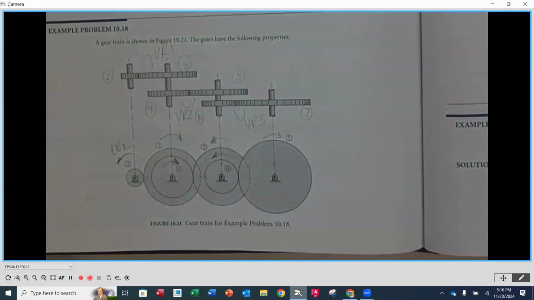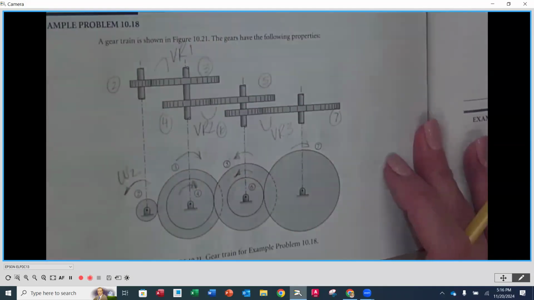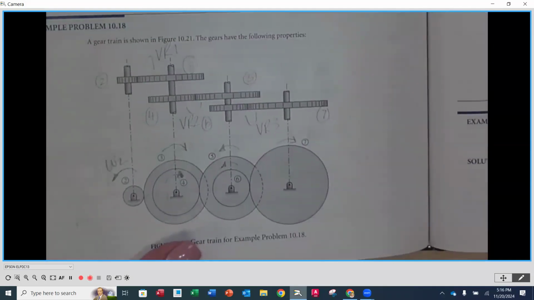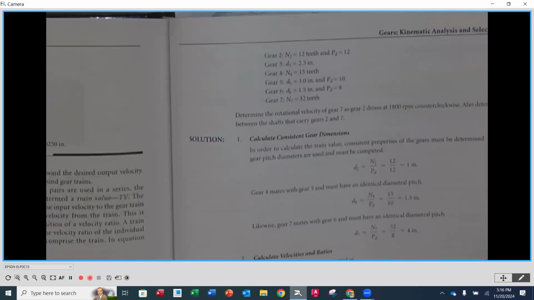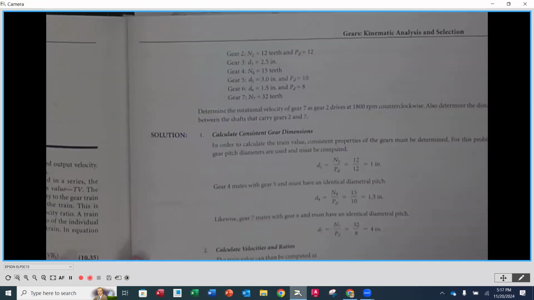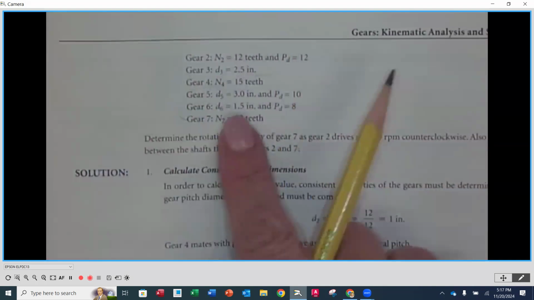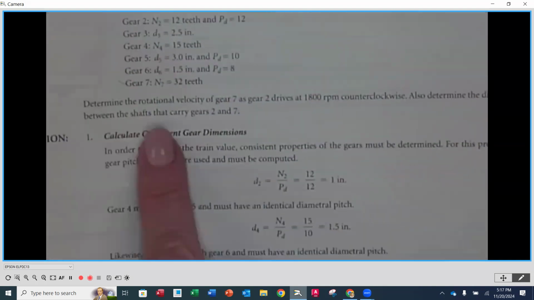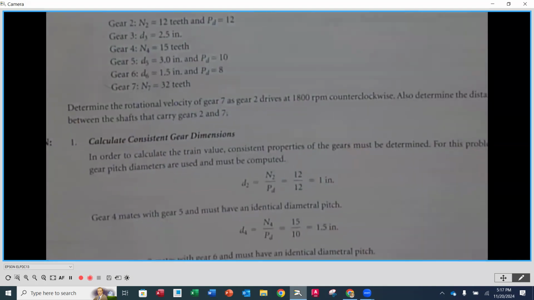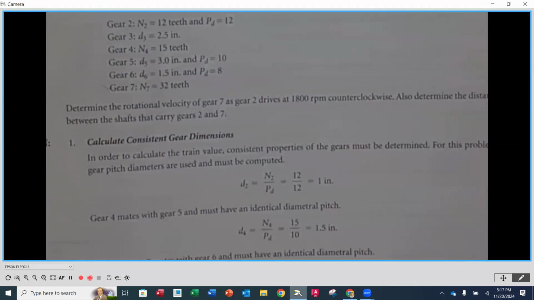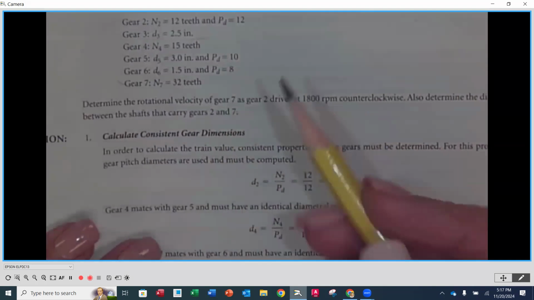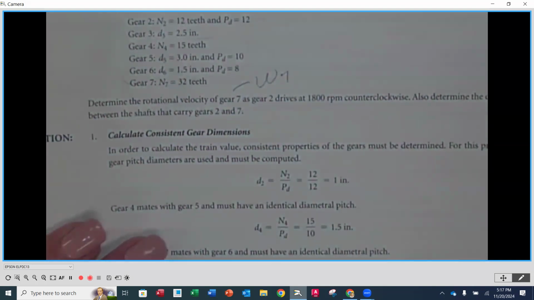Okay. So let's look at our first example here, which we've already kind of introduced, but let's formally go to the problem statement, which is at the top of page 289. Okay. They're giving us some information here about each one of the gears. So we'll go back to that in just a bit. But ultimately, using that information above and the arrangement that we see on the previous page, we want to determine the rotational velocity of gear 7. Okay. So that's going to be W7. That's what we want to find.